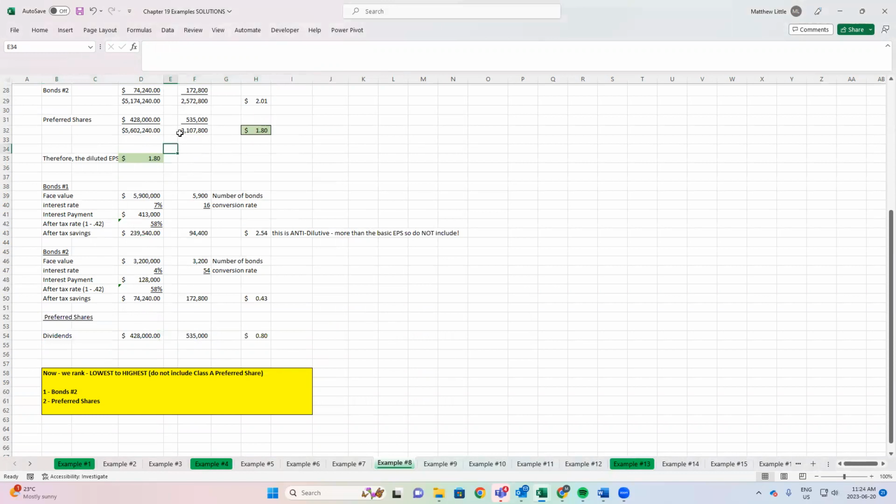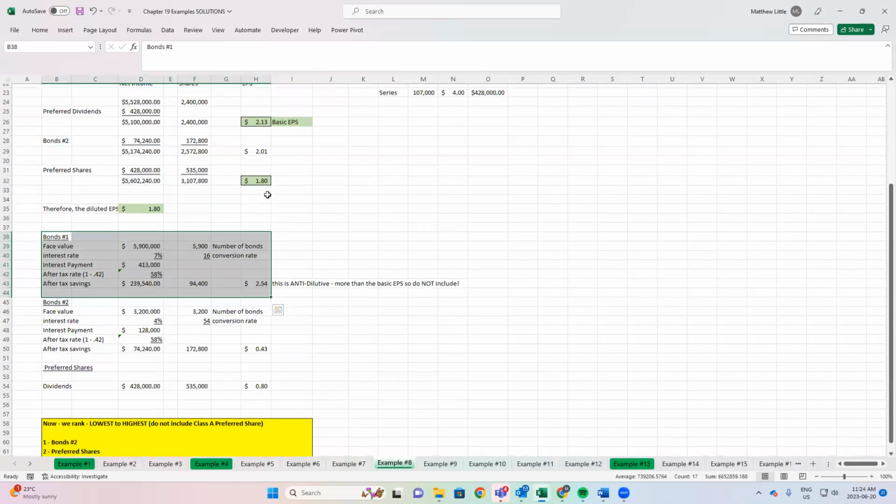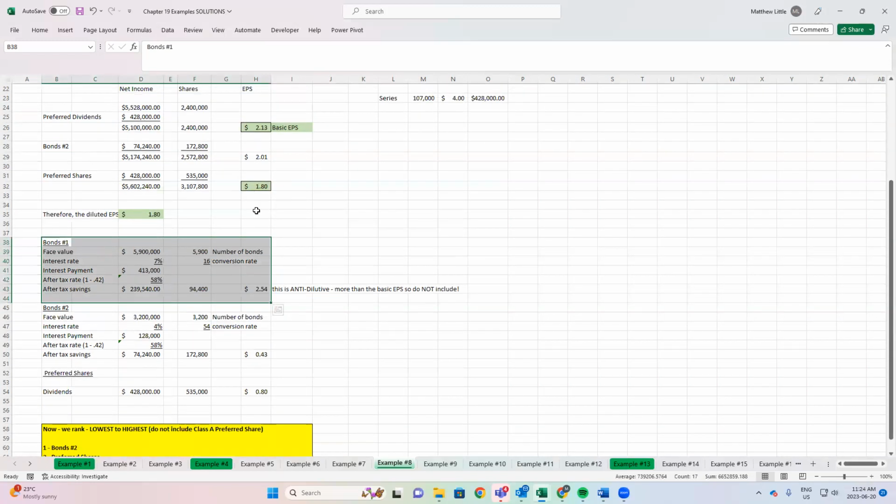Now, before you apply it to the earnings per share, you need to rank them lowest to highest. So the lowest is bonds number 2. Second would be your preferred shares, and we will ignore the bonds. Now that we've ranked them, we can come back up to our earnings per share calculation. So we'll apply the bond implication for bonds number 2 first. So we'll add back the 74,000 of net after-tax interest. We'll add in the 172,800 shares.